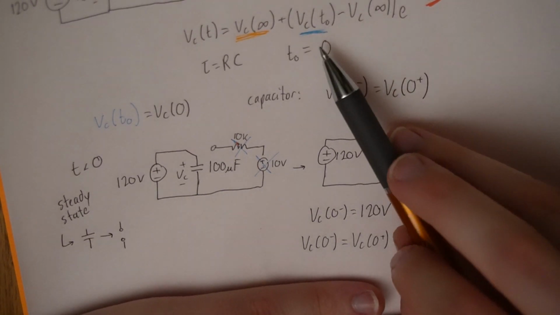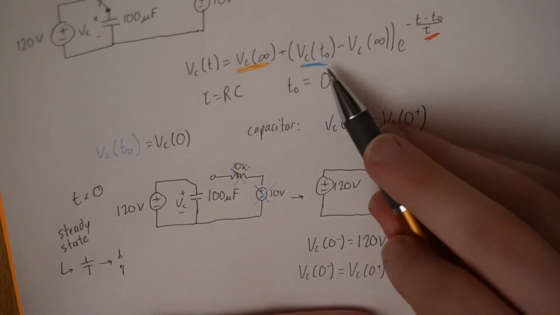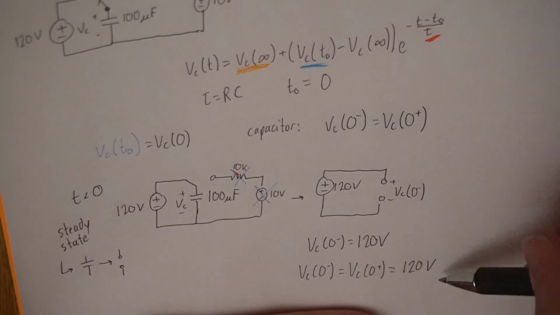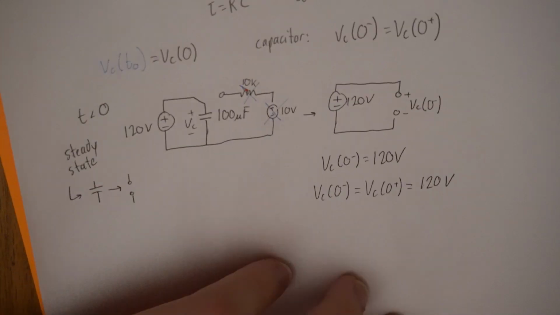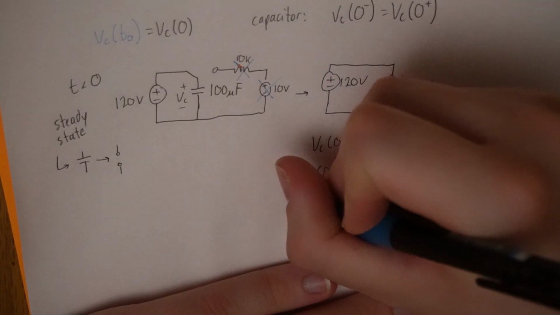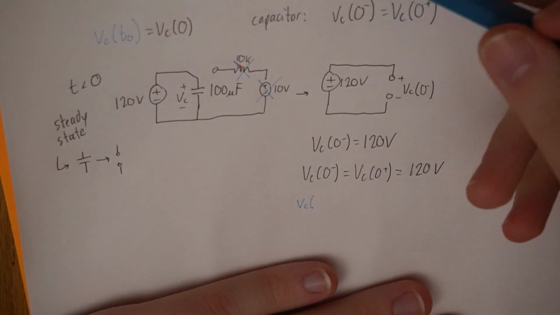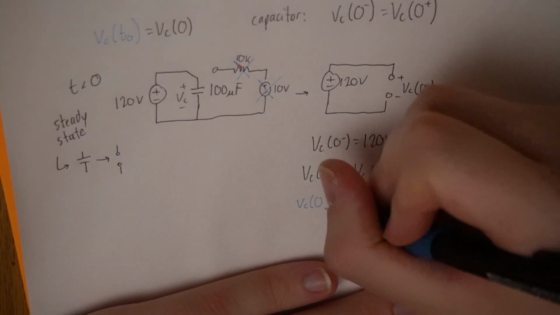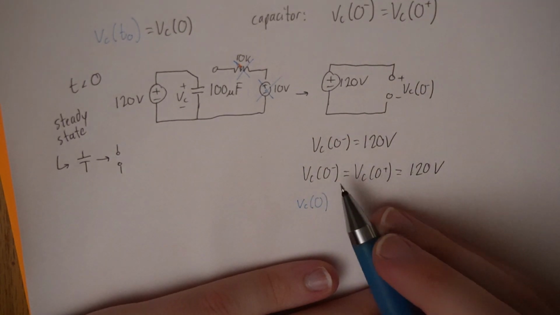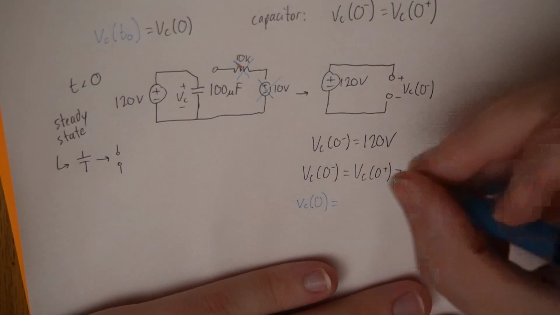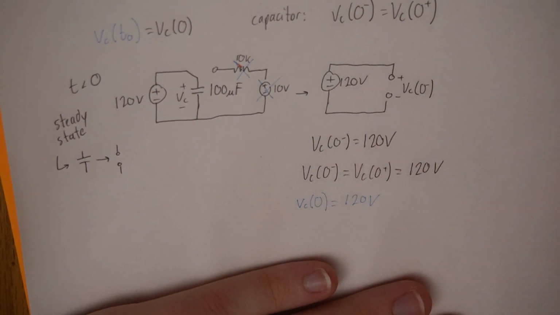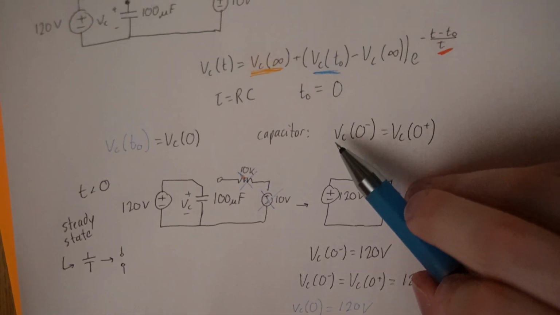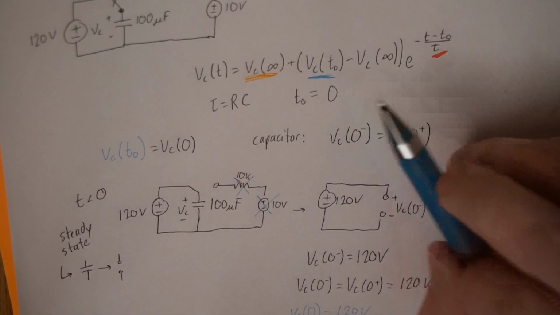So this term in the equation, VC at T naught, with switching time will actually just be 120. So VC at T naught is 0. I can keep it as that. So it's technically the plus and minus. VC at 0 equals 120 volts. So that's this part of my equation solved.